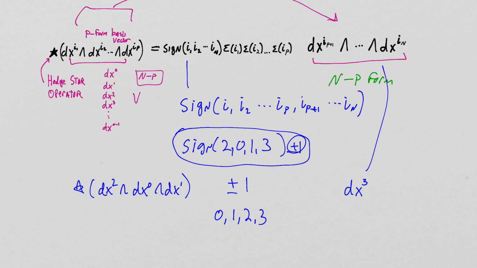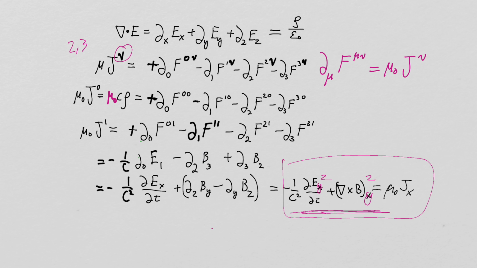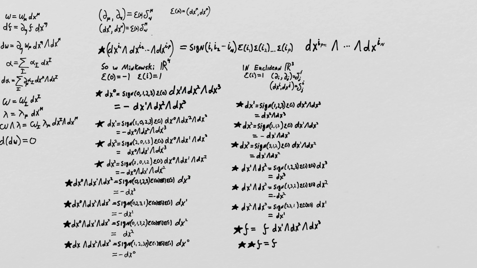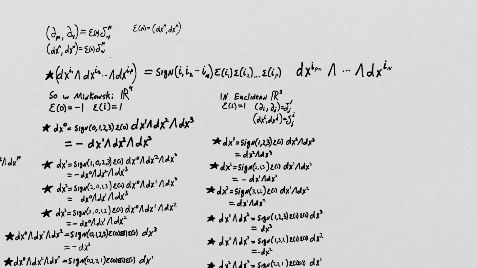Now these epsilons are a little bit more subtle. The epsilons are concerned with what is the value of the inner product of a basis vector with itself. So if I go back, I will show you how this is defined here.